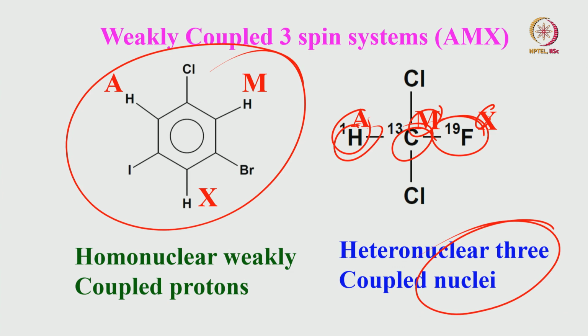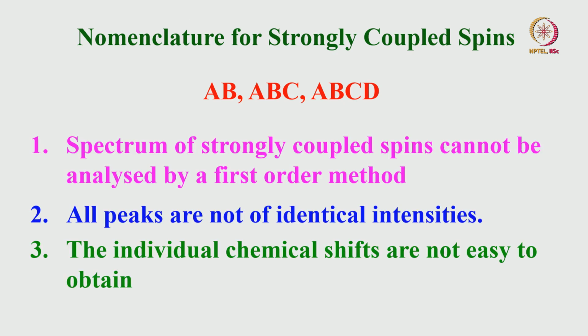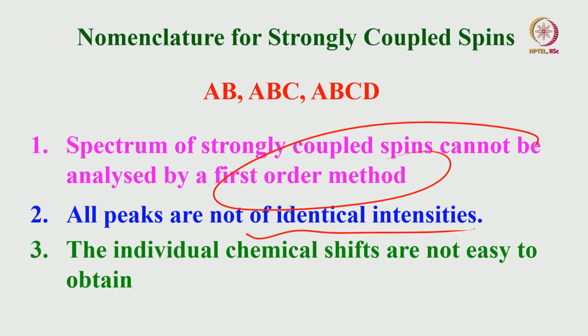That is what we are seeing in both the examples. So, if you go to the nomenclature for a strongly coupled spin system, how do we give the nomenclature? We say AB, ABC, ABCD, etc. And the spectrum of strongly coupled spins cannot be analyzed by first order methods, I told you. Already I showed you the peaks are not of identical intensity, they will be of different intensity.